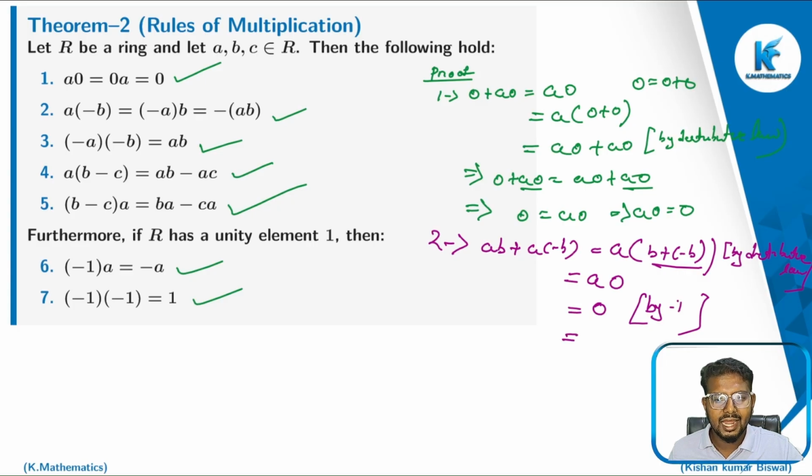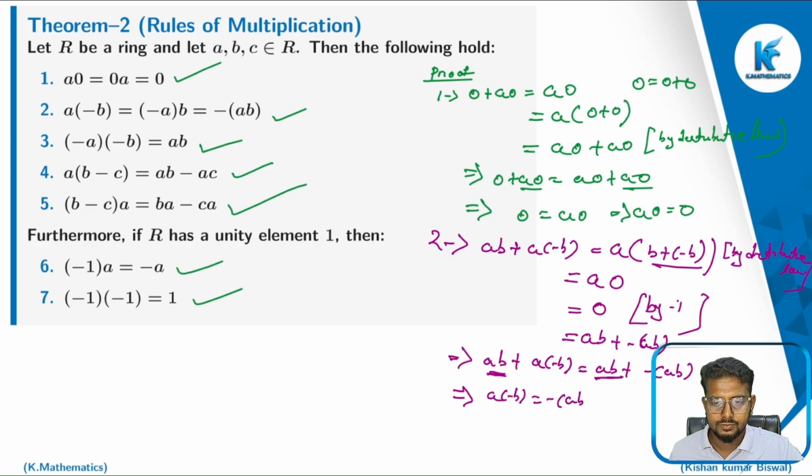And here we can write 0 as ab plus minus ab. So this implies ab plus a into minus b equal to ab plus minus ab. So by left cancellation law ये ab cancel out हो जाएगा. So this implies a into minus b equal to minus ab.